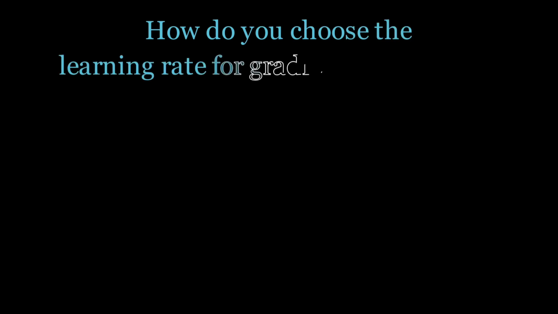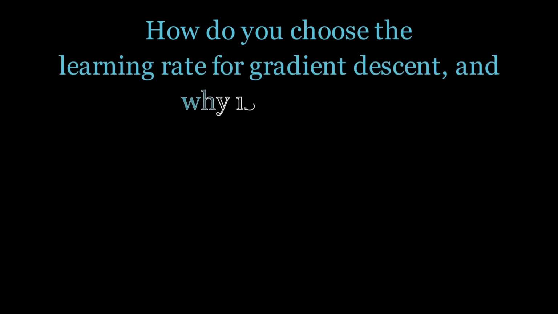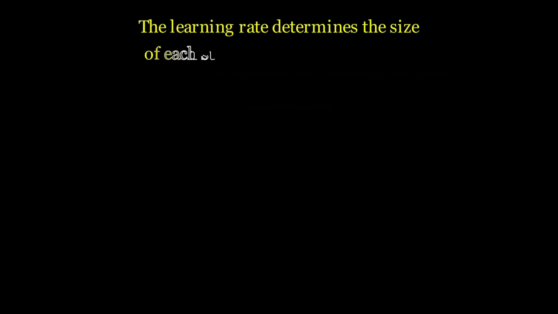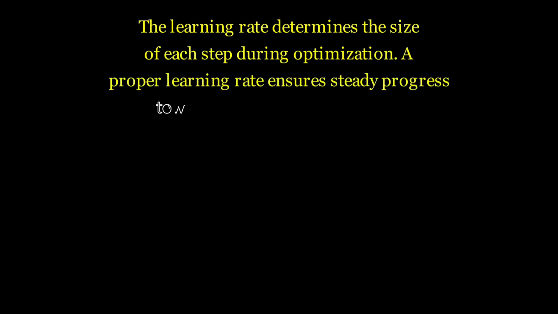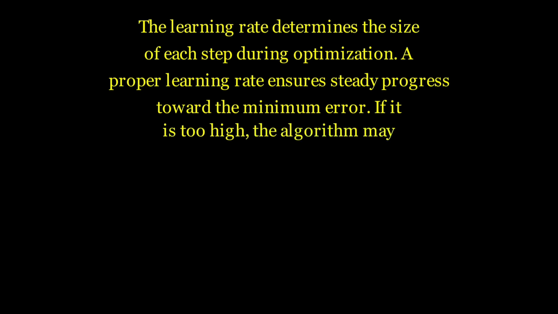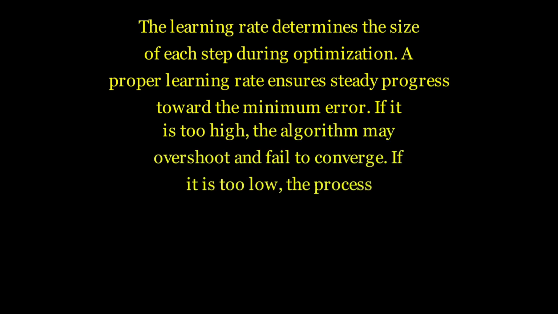How do you choose the learning rate for gradient descent and why is it critical? The learning rate determines the size of each step during optimization. A proper learning rate ensures steady progress toward the minimum error. If it is too high, the algorithm may overshoot and fail to converge. If it is too low, the process becomes slow and inefficient.